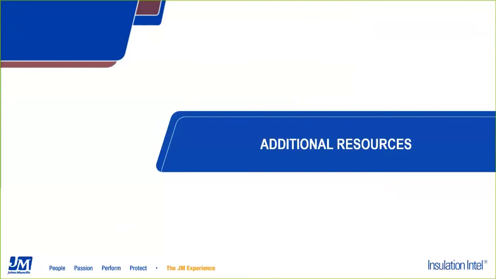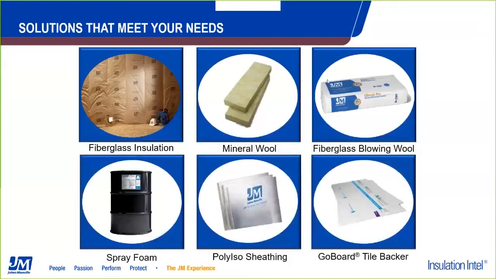I wanted to touch on the different types of insulation that are available through Johns Manville. We do have, of course, the fiberglass insulation, which is non-combustible depending on the type of facer that's on it. There are multiple different types of facers which accomplish many different things, such as being a vapor retarder, radiant barrier, et cetera.